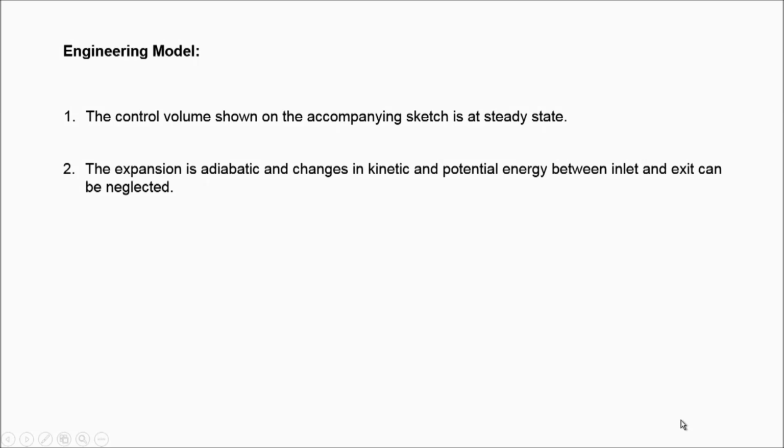The next step is to develop an engineering model, which is a set of simplifying assumptions which will allow us to perform the analysis of the problem. The control volume shown on the diagram is at steady state. The expansion is adiabatic, and changes in kinetic and potential energy between inlet and exit can be neglected. The air is modeled as an ideal gas.